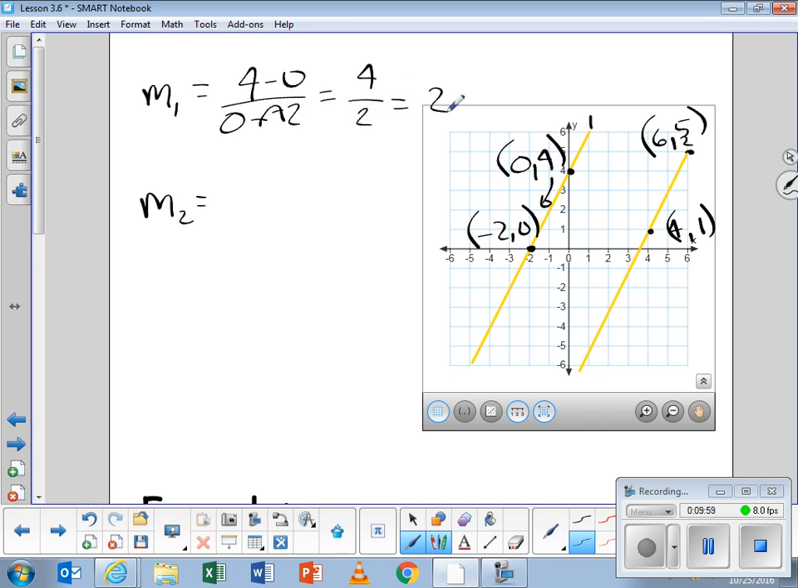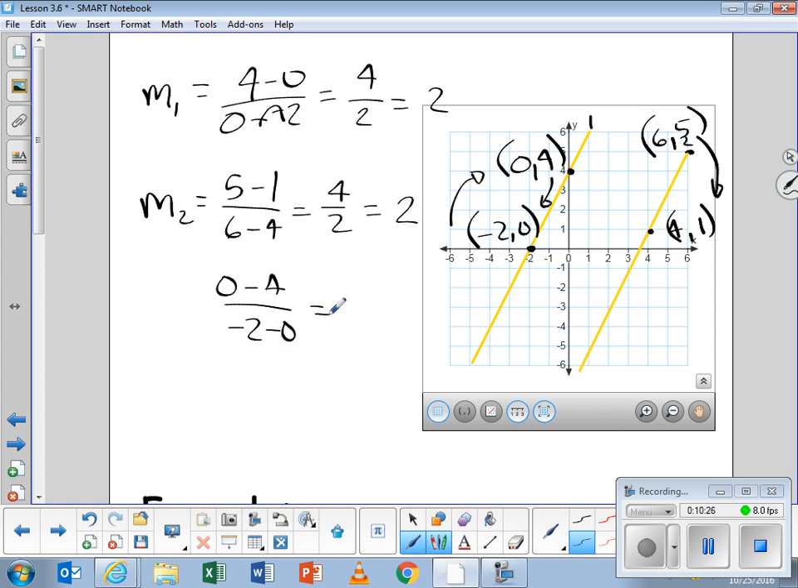If I go this way, 5 minus 1 over 6 minus 4 gives me 4 over 2, which is 2. Okay? Now, someone asked, can we go the other way? Could I have subtracted this way? Yes, I would have gotten 0 minus 4 over negative 2 minus 0, which would give me negative 4 over negative 2, which is still a positive 2.